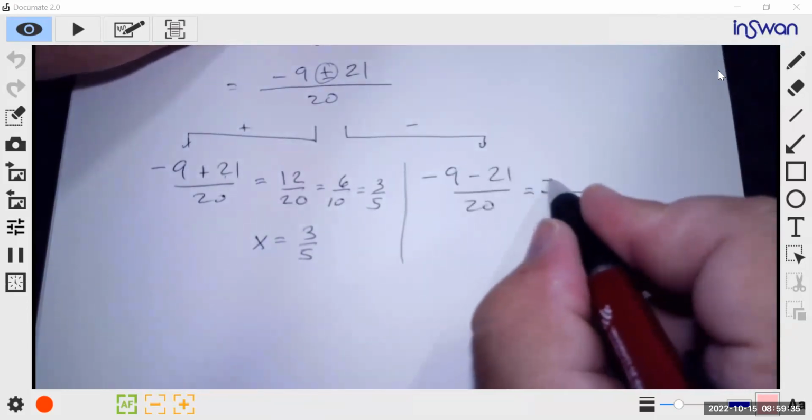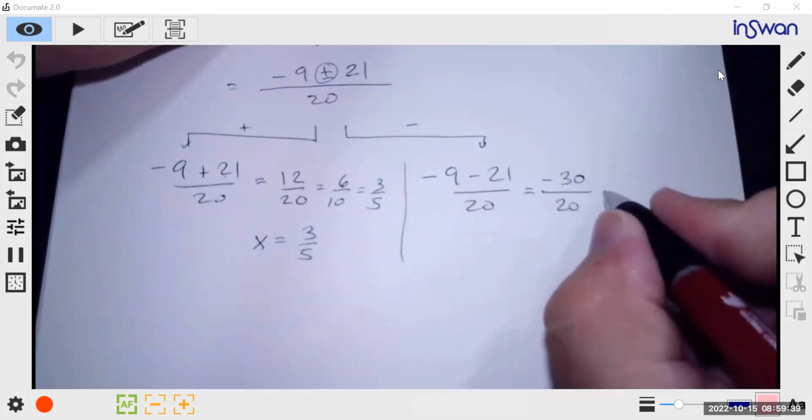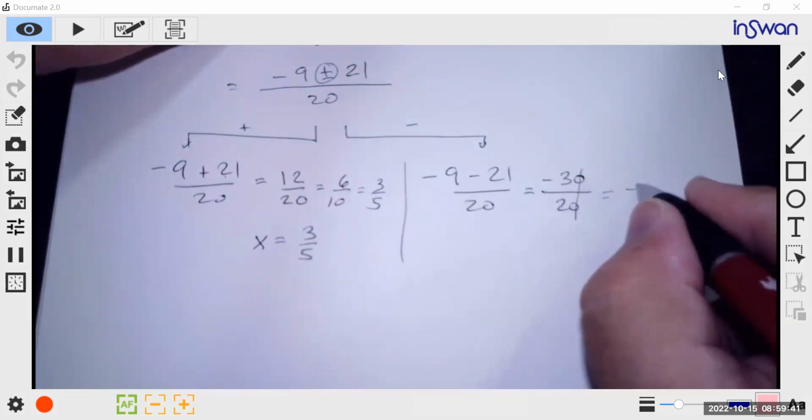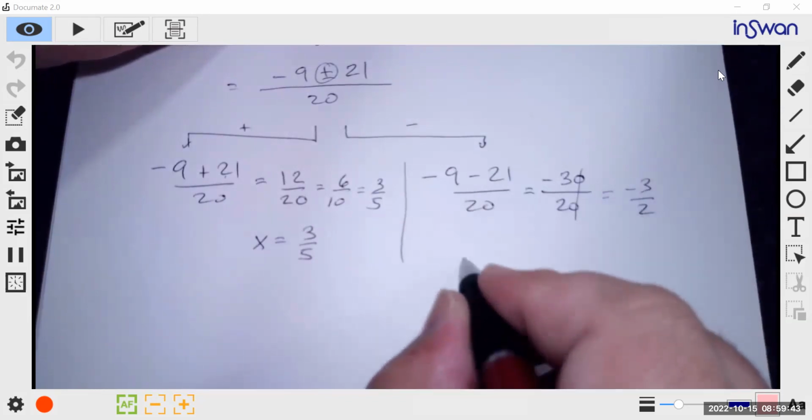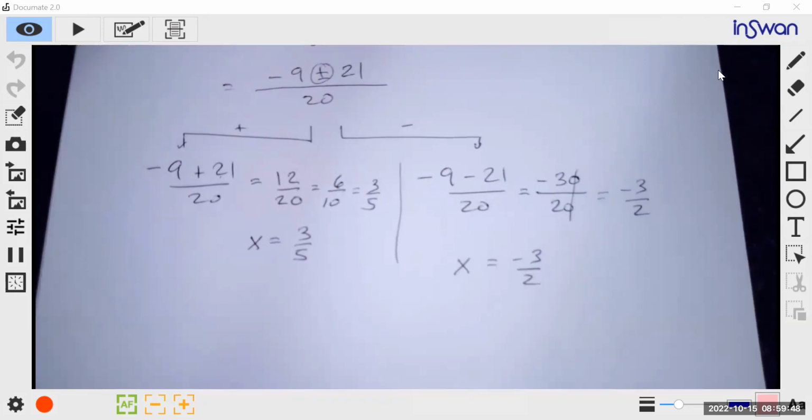They're both negative. 21 plus 9 is 30. 30/20, cancel out the zeros. So we have negative 3/2. Those are my two solutions. Again, the quadratic formula always works.